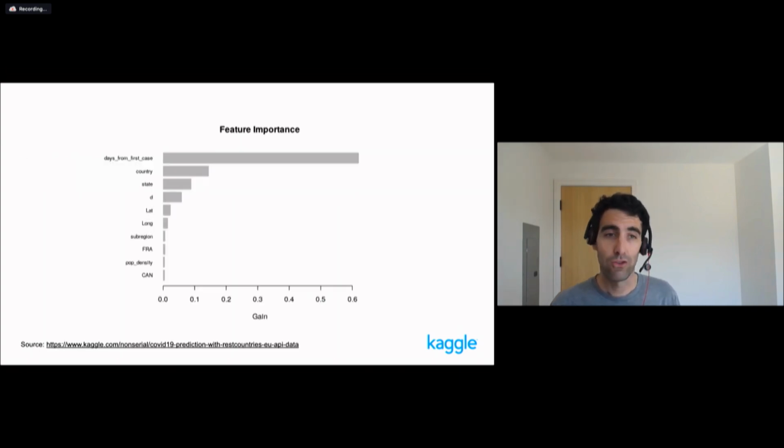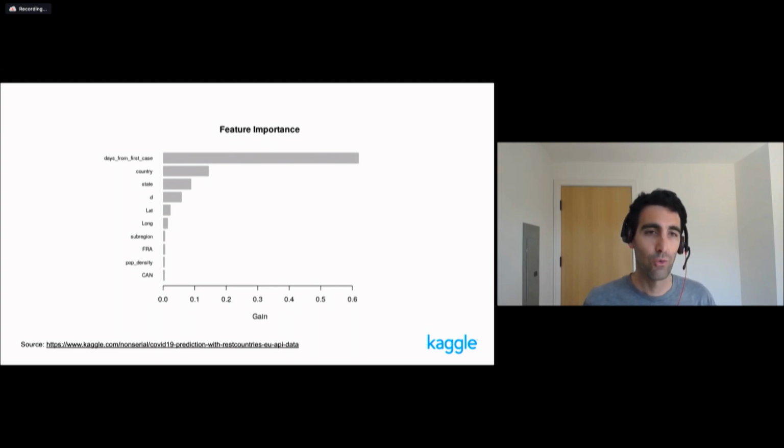So this challenge is much newer. The NLP challenge launched a little over 2 weeks ago. This one's around a week old, and so the models aren't quite as mature. But some of the early things, this is a very common output from a lot of the models that are being built here. It's what's called a feature importance plot. And it's interesting because this is giving us a sense for what the machine learning models are finding are the most predictive of fatalities and cases.